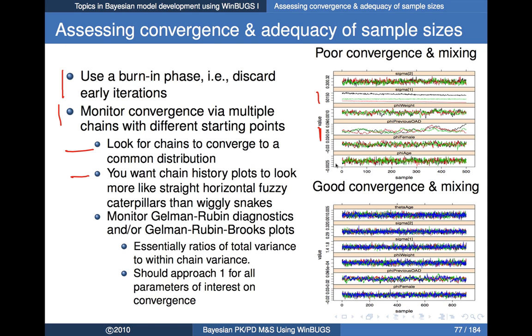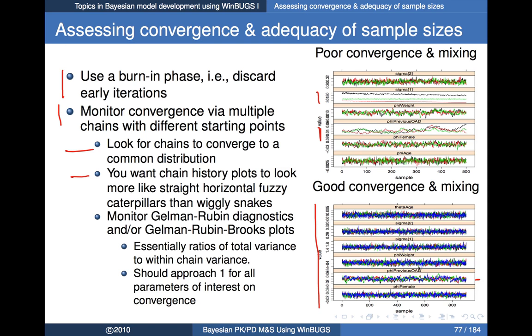Now contrast this with what we see down here. In this case, it's a different model, so the parameterization's a little different. But you can see that for most of them, you've got pretty good fuzzy caterpillars going on here. All of the chains are definitely bouncing around pretty much the same distribution. Probably the worst of them is this phi previous over OAD again. You can see a little bit of wiggly snake stuff going on here.